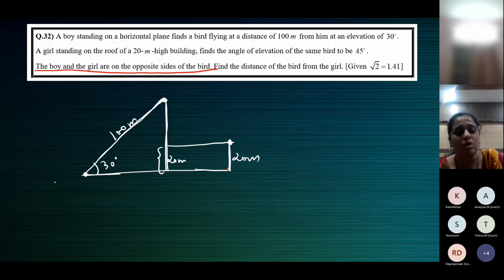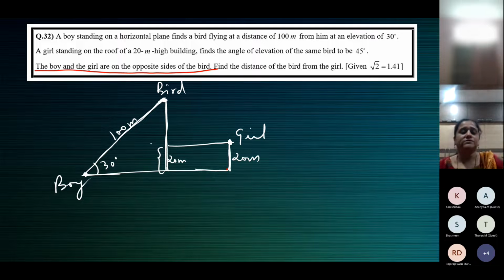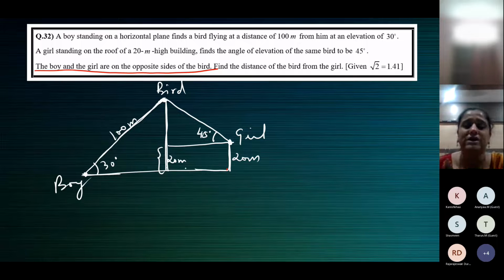The girl and the boy. This is the boy. The boy and the girl are standing on opposite sides of the bird. This is the bird. They're on opposite sides. The boy is here. The girl is standing 20 meters higher than the boy. And the elevation for the girl is 45 degrees. Find the distance between the bird and the girl. This is the bird, this is the girl. So you need to find this one.